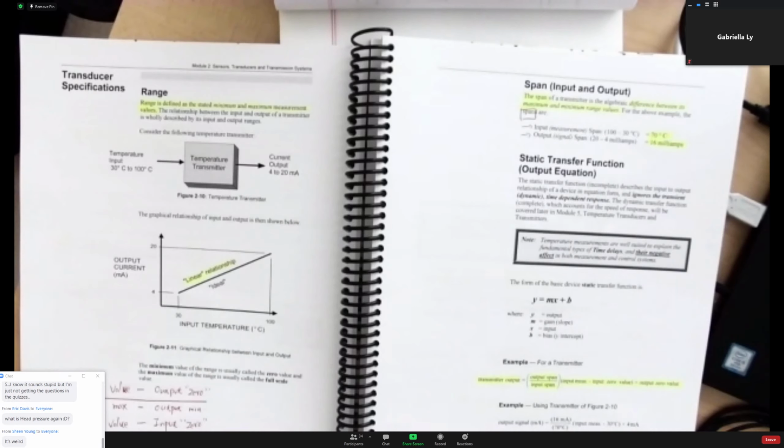Where is the head pressure? The head pressure is the hydrostatic pressure. So it depends on the density and it depends on the height of the liquid.